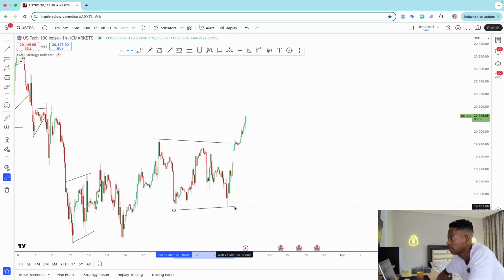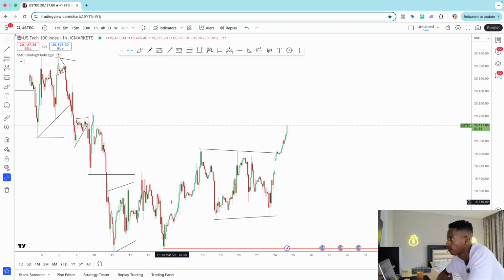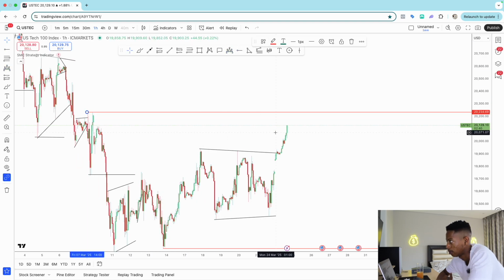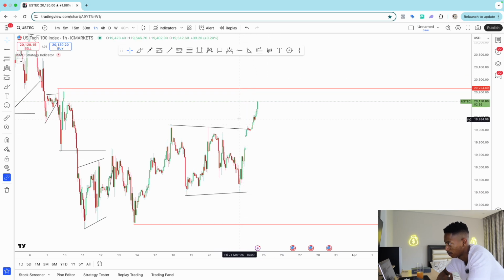So on the 60, I can see we have this area. We also have this area. And price basically broke above. And right now, we could be targeting this as our new take profit areas. And now price is obviously impulsing all the way upwards.